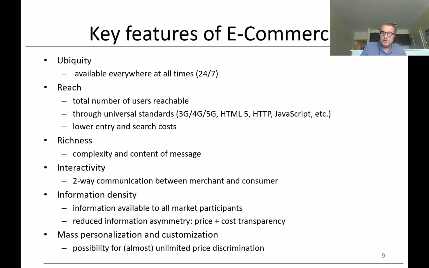So all of this contributes to that idea of Jeff Bezos, 1 million customers, 1 million stores, or mass personalization and customization, and hence also creates the possibility of an almost unlimited price discrimination.